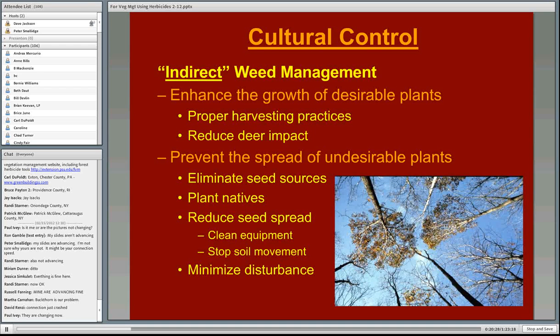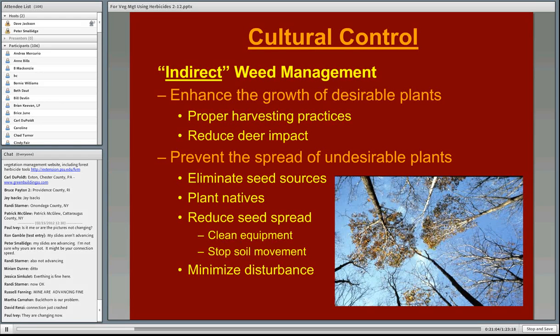One of our worst problems was we used a lot of exotic plants in our plantings. So let's look at our native plants. Plant those that are native to your area. We can do things like reducing seed spread by cleaning equipment and stopping soil movement. To be honest with you, I'm always afraid that I'm going to introduce Japanese stiltgrass when I go up and work on my brother's property up in New York State. I'd hate to bring that to our property, but it is literally on most places I visit here in Pennsylvania. We want to minimize soil disturbance.